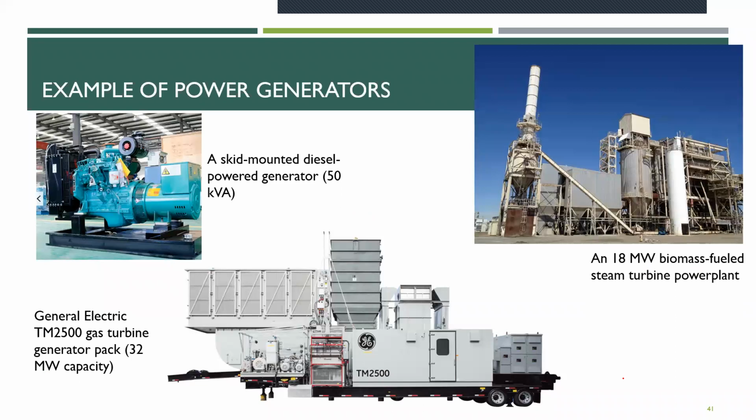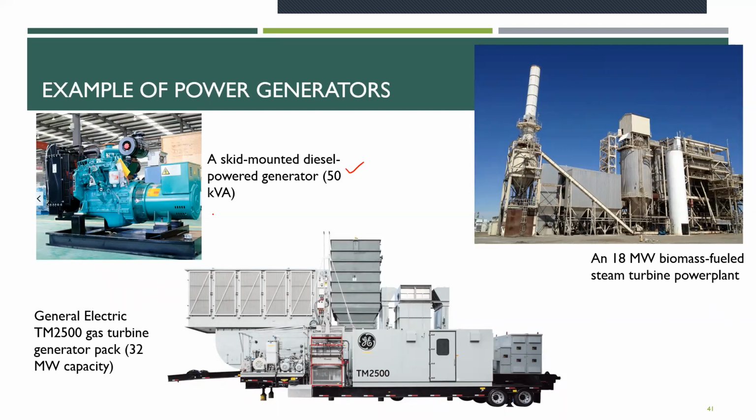So these are typical examples of power generators. In these examples, we have three different types of power generators. The first one is the skid-mounted diesel power generator, with 50 kVA. The skid mount is one of the popular methods of distributing electrical power, especially in industry. We simply put the machinery at the point of the manufacturer, and it is permanently mounted in the frame, or we put it in a form like this.